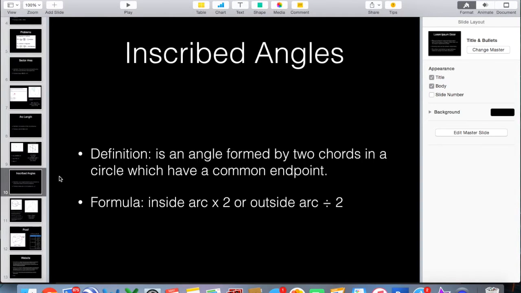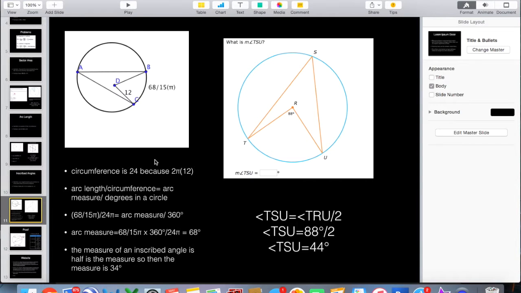Inscribed angles. So the definition of an inscribed angle is an angle formed by two chords in a circle which have a common endpoint. The formula is inside arc times 2, or outside arc divided by 2. So the first problem is a circle, and we need to find the angle measure. So we need to find the circumference. So it would be 2 pi times 12, and that would equal 24 pi.